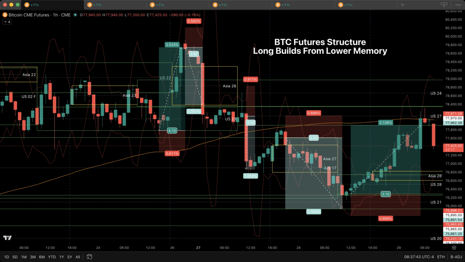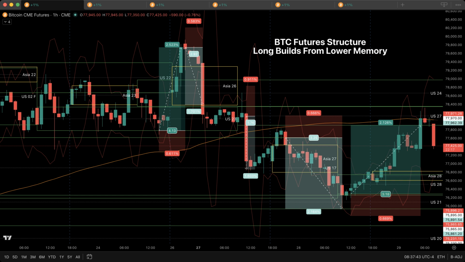Now, look at the full structure. Part 1 gave the short. Price failed above April 17th U.S. upper boundary. It returned into April 27th Asia memory. Part 2 gives the long. Price holds April 28th U.S. lower boundary. It moves back toward older upper memory. Same market. Opposite trades. Not because opinion changed, because behavior changed. Short forms when price cannot stay above. Long forms when price cannot stay below.